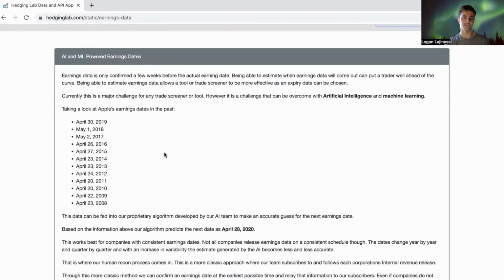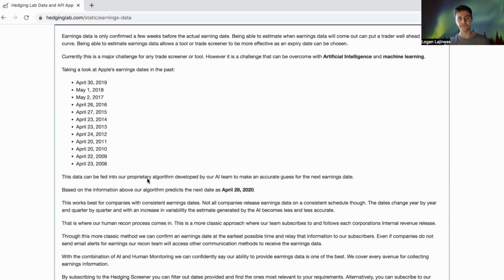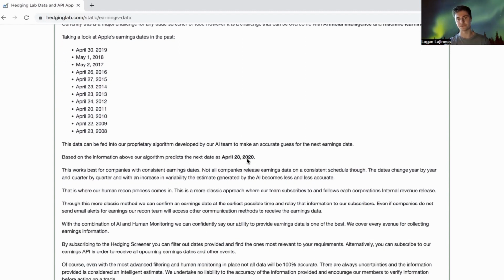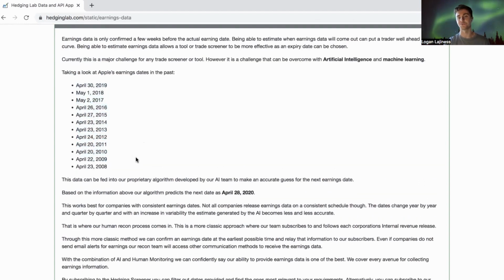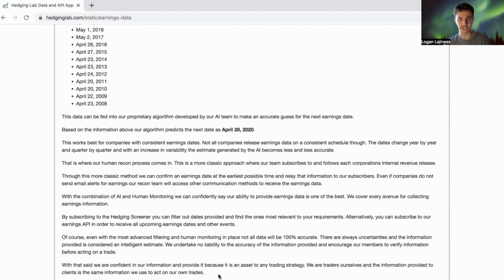Taking a look at Apple's earnings dates in the past, which is something we did. The data can be fed into our proprietary algorithm developed by our AI team to make an accurate guess for the next earnings date. And they predict that to be April 28th, 2020, from just all of this data back here, right? And not saying that's as of right now, that's just when it was taking a look at the last 11 years prior to that. You guys can read the rest of this if you would like to. I'll read the last sentence. With that said, we are confident in our info and provide it because it's an asset to any trading strategy. We are traders ourselves, and the information provided to clients is the same information we use to act on our own trades.